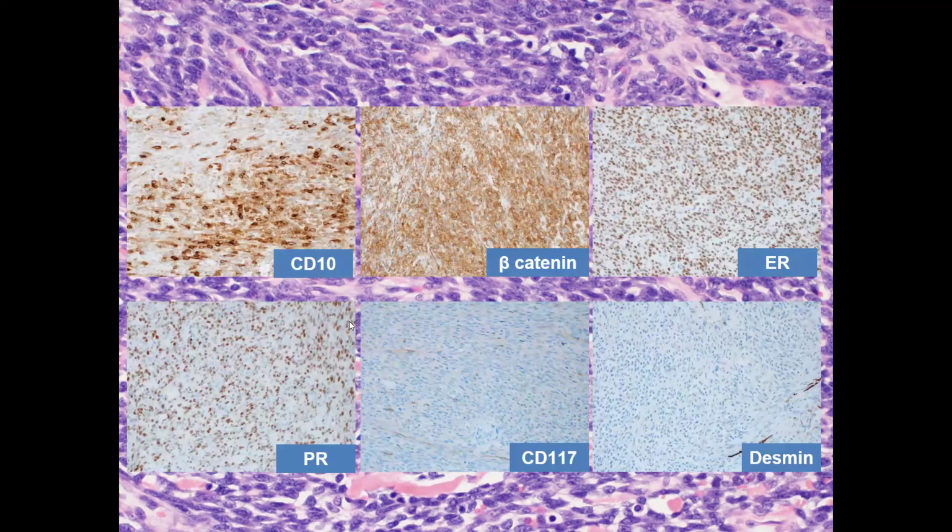You want to do stains? Here are the stains, the classic pattern. Usually they are ER positive, they could be PR positive. And to differentiate it from high-grade ESS, CD kit or CD117 is usually negative. So this here is to differentiate it from high-grade tumors, and this here is to differentiate it from leiomyosarcoma. But the classic pattern of low-grade ESS would look like that.